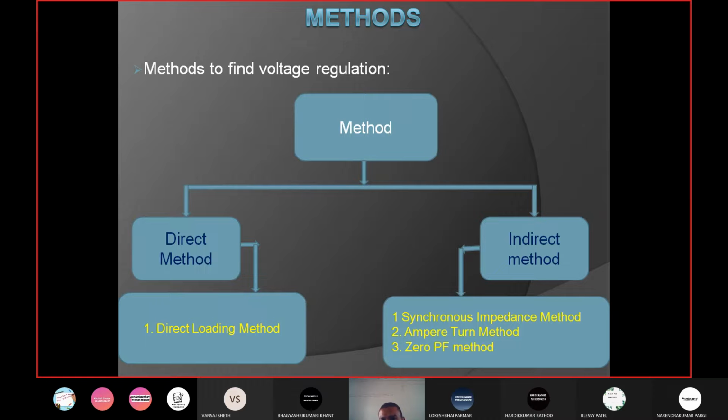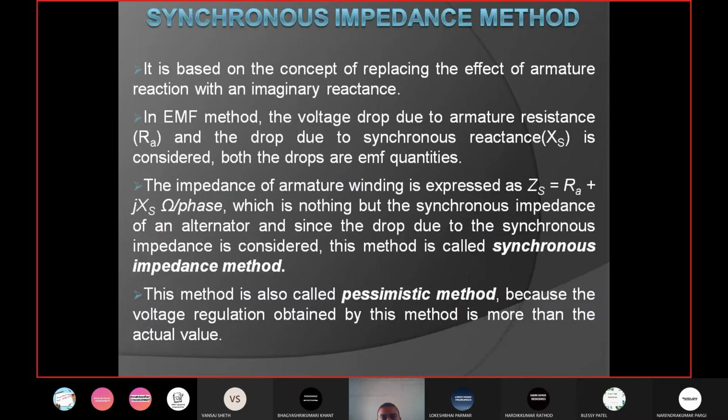Okay, understood? We have mainly two methods: direct method and indirect method. In direct method, physical load is connected to the alternator, whereas in indirect method, physical load is not connected. Okay, understood the difference between these two. Now today we discuss the synchronous impedance method.